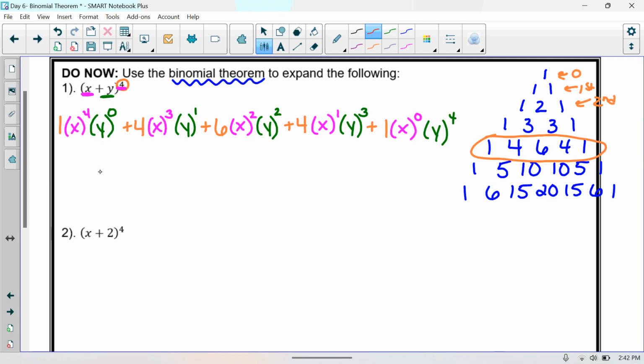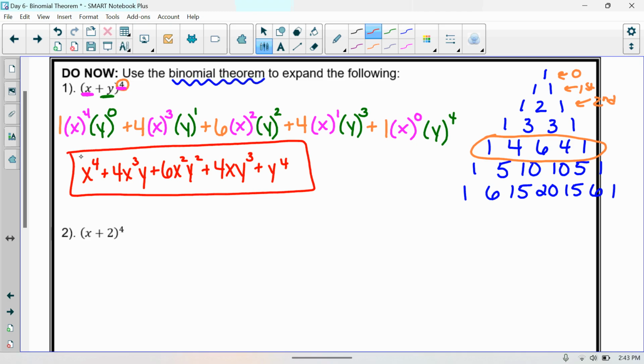So I have 1, x to the 4th, y to the 0 is 1. Anything to the 0 power is always 1. So I have x to the 4th, plus 4, x to the 3rd, y, plus 6, x squared, y squared, plus 4, x y to the 3rd, plus 1 times 1, y to the 4th.